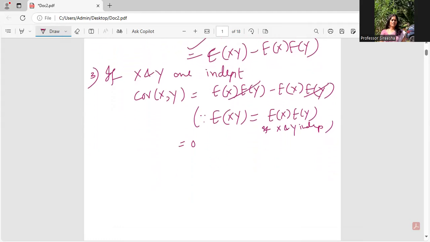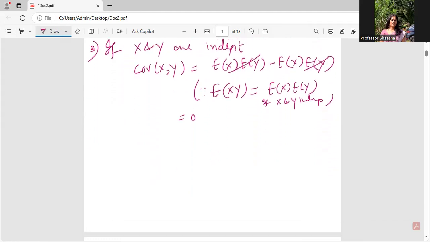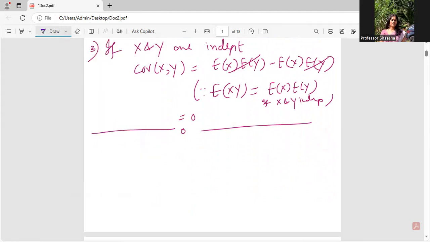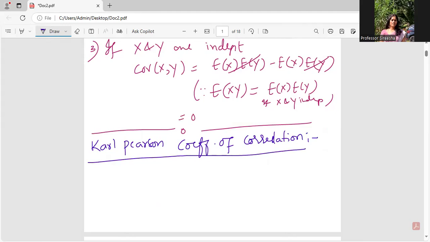I'm not doing any problems on covariance. I'll directly do how correlation and covariance are related. There's one important thing, the Karl Pearson coefficient of correlation. Of course, there are many. Spearman coefficient of correlation, rank correlation also is there. But in this video, I'll be talking about the Karl Pearson coefficient of correlation.